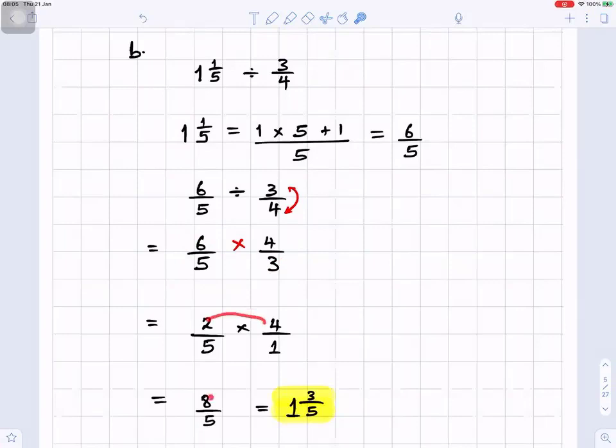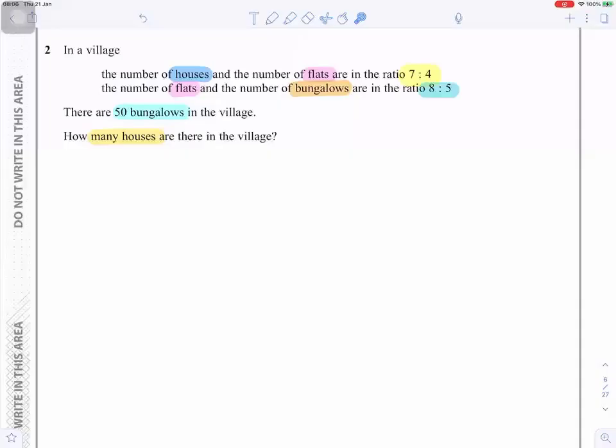2 times 4 is 8. 5 times 1 is 5. So it's 8/5. And you simplify it. 8 divided by 5 is 1 and 3/5.